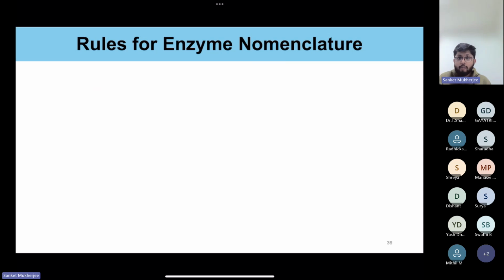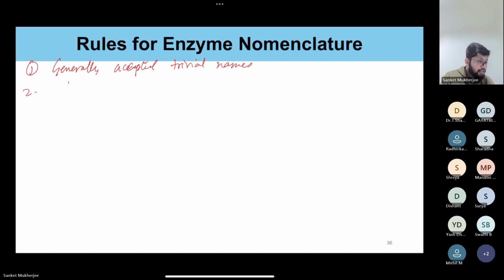What are the rules for enzyme nomenclature? So let's say if you find a new enzyme, how would you name it? So generally accepted trivial names are fine. So for example, trypsin, it's all known. Everybody knows what trypsin is. So that doesn't need to change. But if there is something new coming up, a trivial name cannot be given.